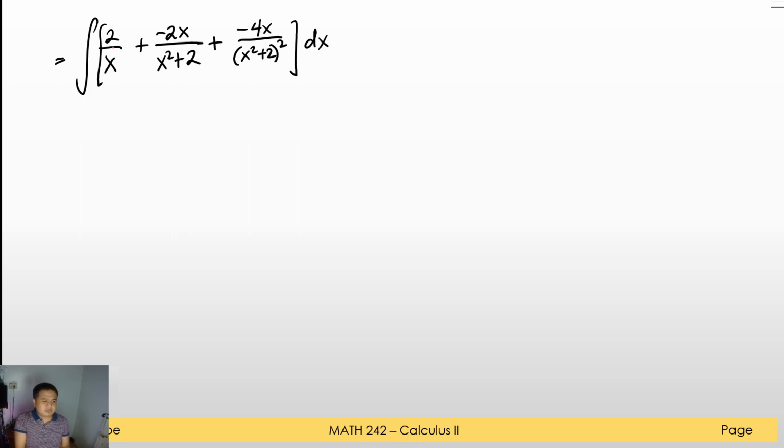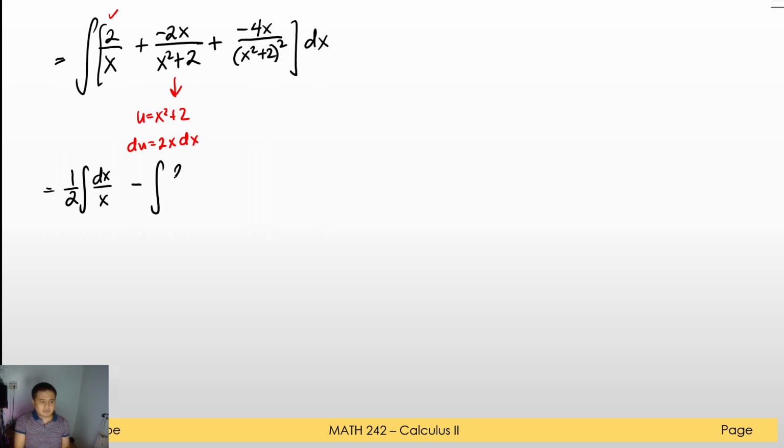So can we integrate this? Actually, we can. You might get confused here and here, so let's just use substitution. So u is equal to x squared plus 2, so du is equal to 2x dx. So this will become integrable, as you can see. Let me just separate this. The integral of 2 over x dx, and this should be 1/2 dx over x.